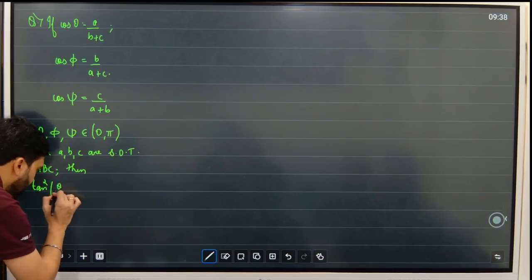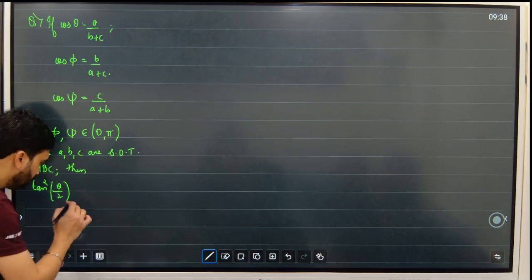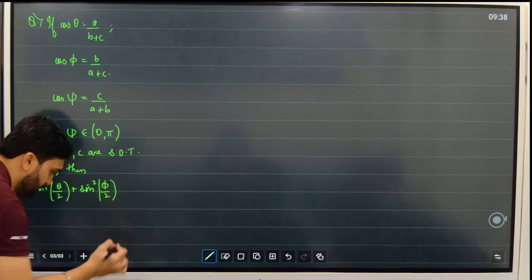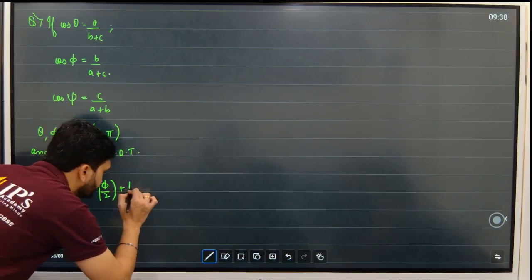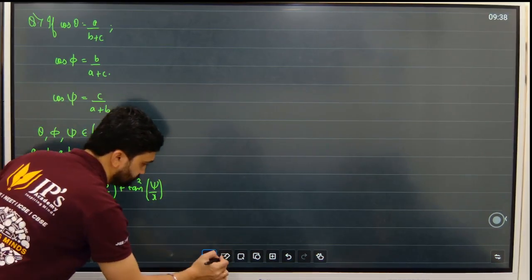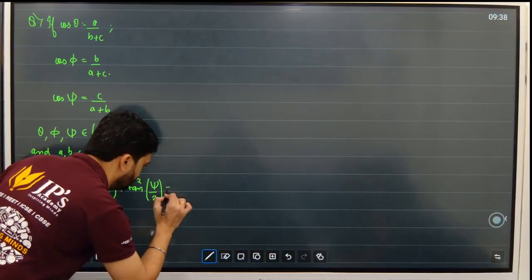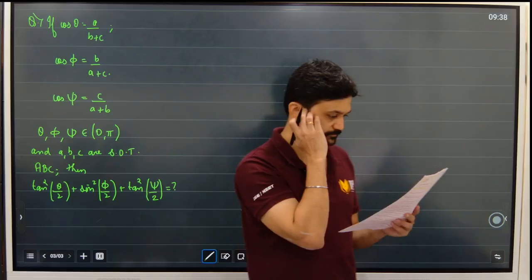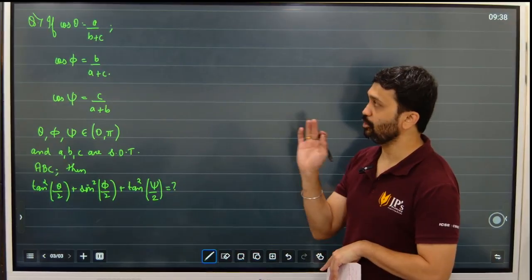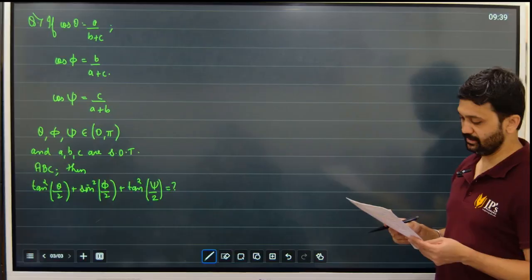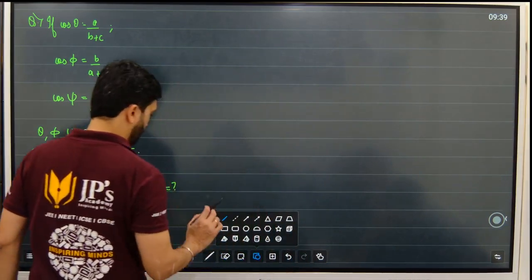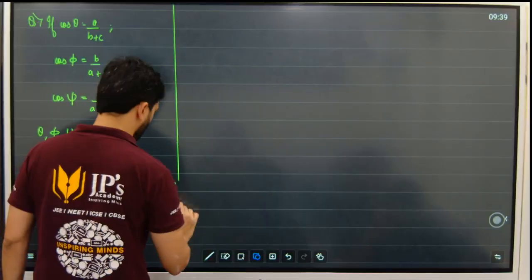tan square theta by 2 plus tan square phi by 2 plus tan square psi by 2 is equal to question mark. Okay, I have to find the value of tan square theta by 2 plus this. Now see, cos theta is given, cos phi is given and cos psi is given. So we all know that, and I'm just going to derive the formula for you guys, though we already know the formula.